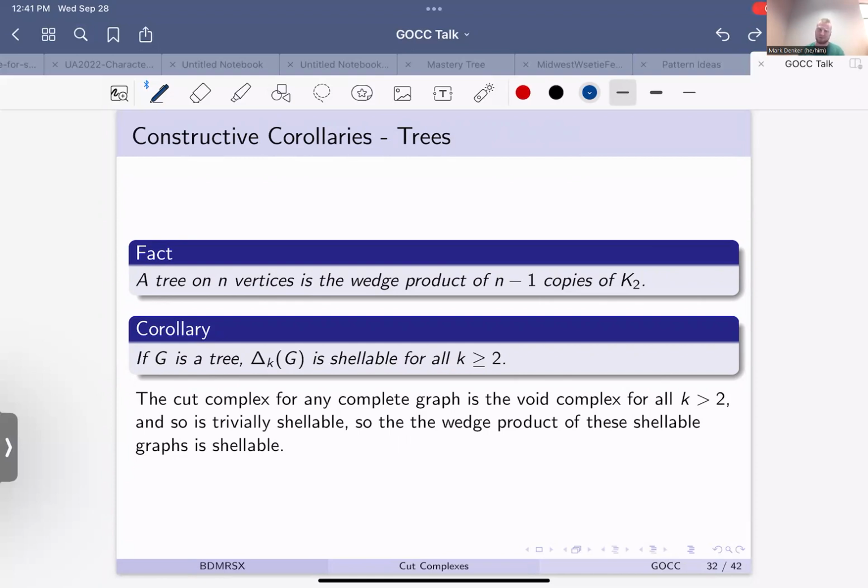We do have examples of graphs that are chordal but are not shellable for particular values of K. So starting at K equals 4, there are graphs that are chordal but are not shellable, but do not have shellable cut complexes. So these are surprising results.